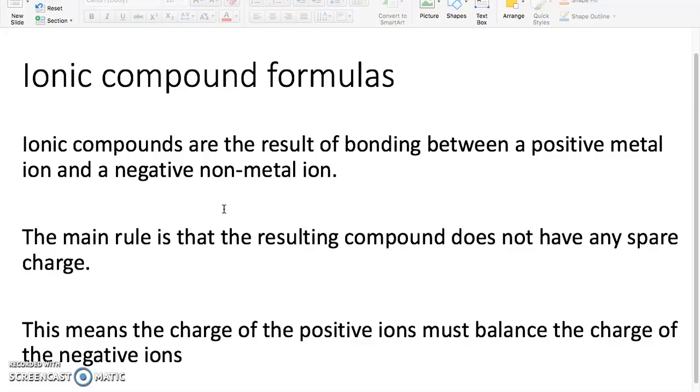Ionic compound formulas. These are the result of bonding between a positive metal ion and a negative non-metal ion. You already know this. The main rule is that the resulting compound does not have any spare charge, so it should be completely neutral. This means the charge of the positive ions is balanced out by the charge of the negative ions.